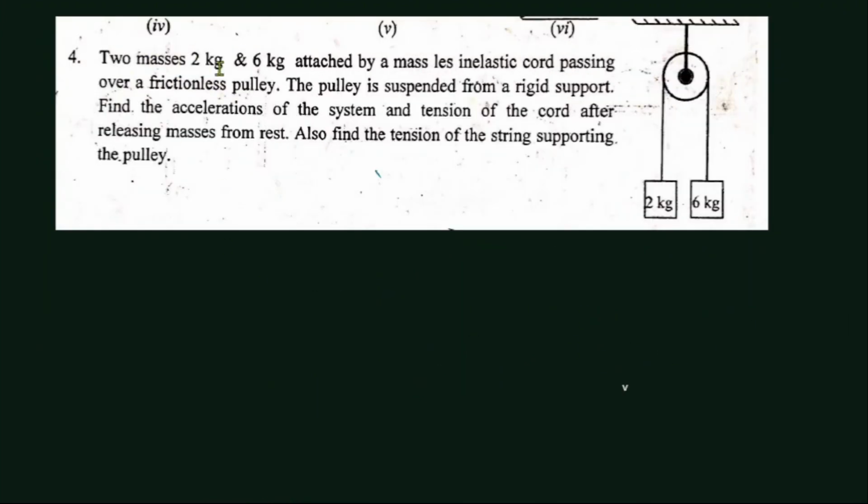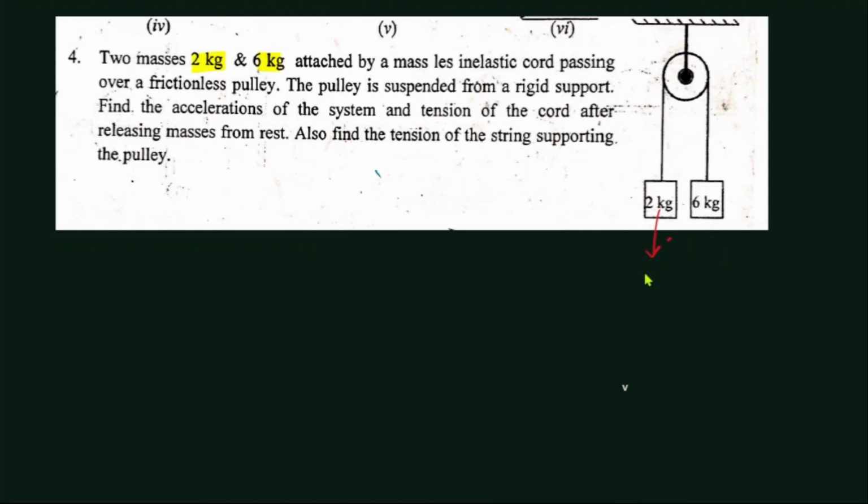So yeah, let us discuss this question as well, guys. It says two masses, 2 kilogram and 6 kilogram, are attached by a massless inelastic cord passing over a frictionless pulley. The pulley is suspended from a rigid support. Find the acceleration of the system and the tension of the cord after releasing the system. So when the system is released from rest, what is the acceleration of the system and the tension acting on the system? We need to first of all mark all the possible forces on this figure, guys, right?